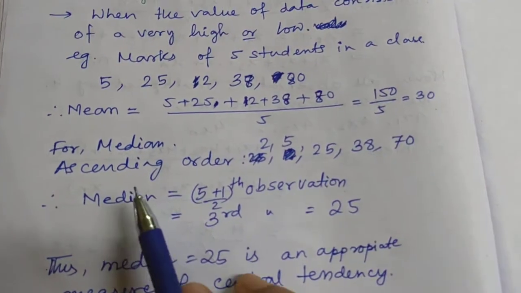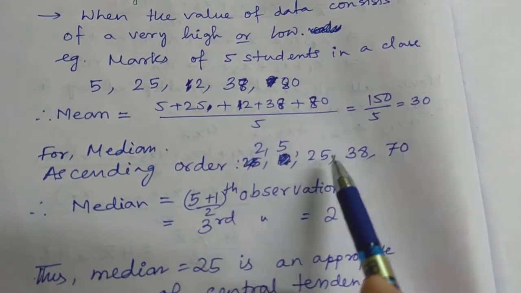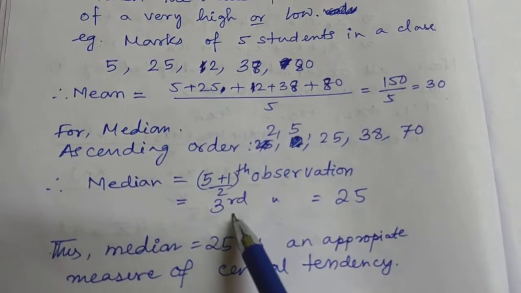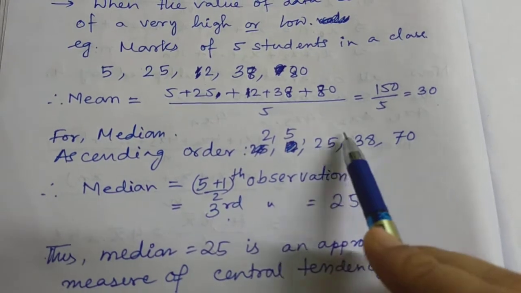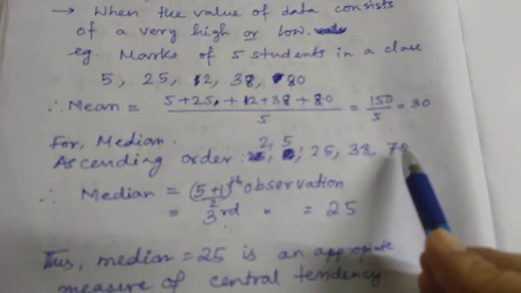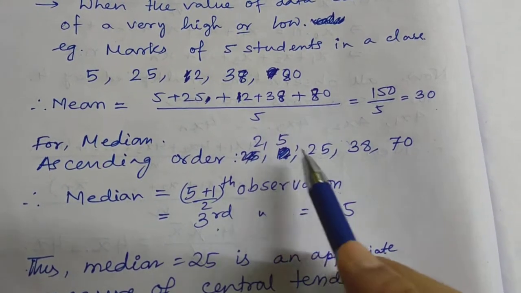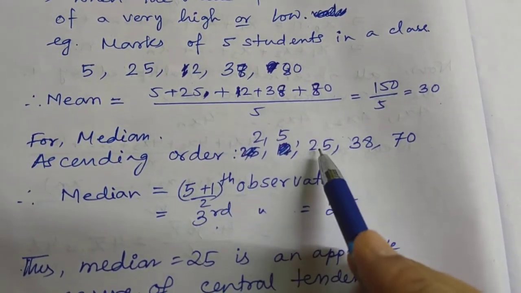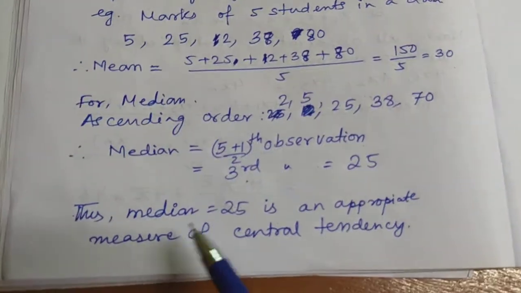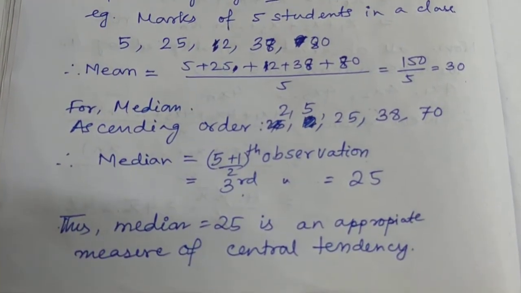Now for the median, we have to write the data in order, ascending or descending. So first will be 2, then 5, 25, 38, 70. Here there are 5 observations, so the third observation is the median, that is 25. Look, 25 is a number which is about equally near to 70 and to 2. I can see that 2 is far from 25, but 25 is also very near to 38. So here the median is the appropriate measure of central tendency. This finishes our chapter, exercise 14.4.